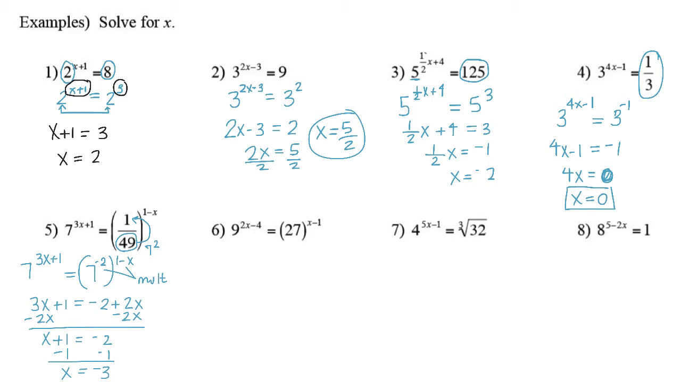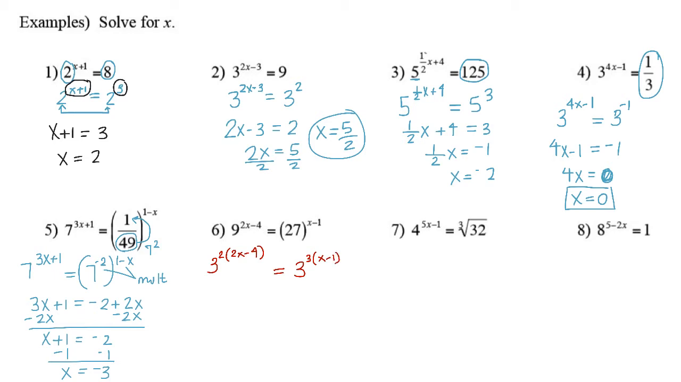All right, now number 6 is a little bit different because now we're going to have to change both sides. Notice that 27 and 9 are really 3 to some power. They're just in disguise. So 9, we know that is 3 to the second power, and that's going to be raised to the 2x minus 4 equals 27 is 3 to the third. And then that will be times x minus 1.